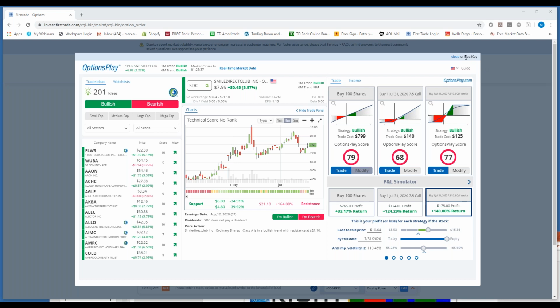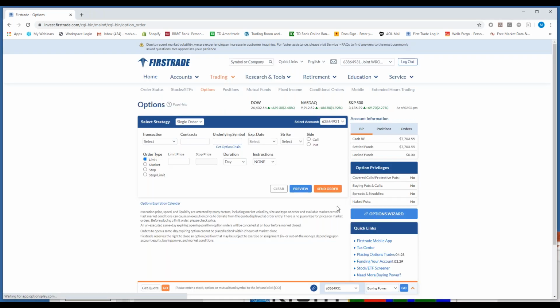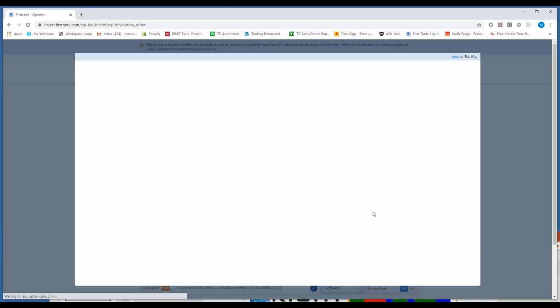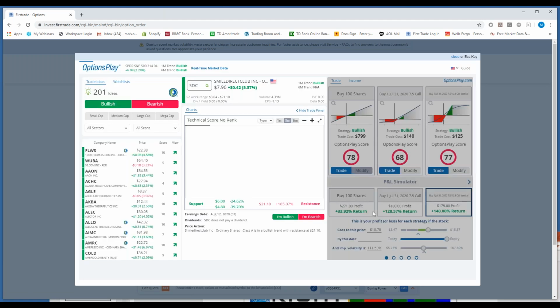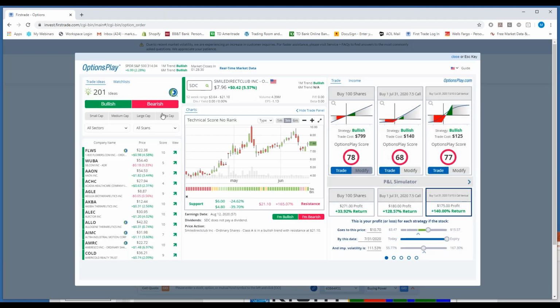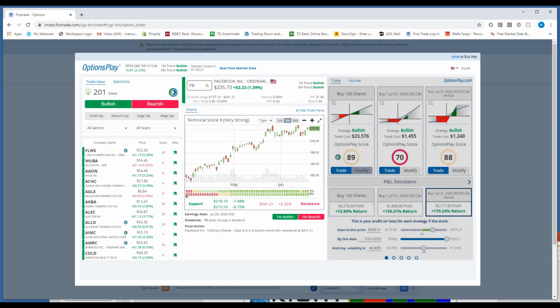Let me hit the escape key here and close and just go right back. I'm just going to open it, and it's just going to be on neutral. Okay, it's going to be on Smile Direct. We'll just put it on Facebook. And there's our trades. So the only trade that we could potentially take on Facebook, if we got a great entry, would be a month-long vertical.